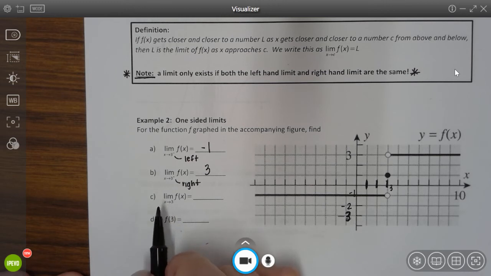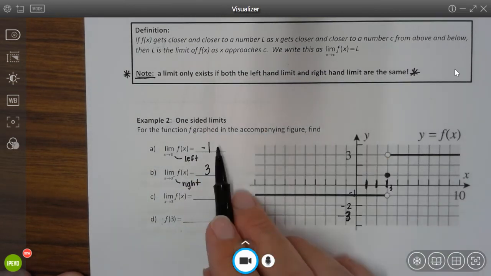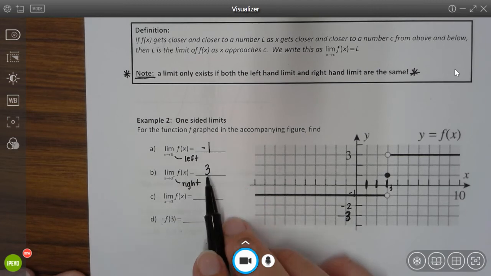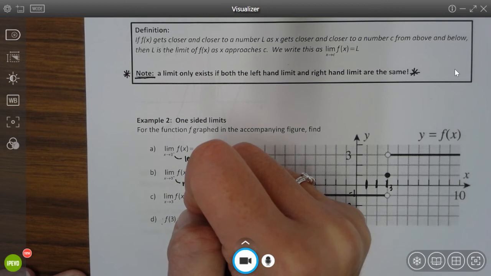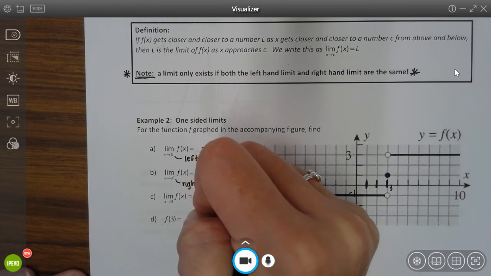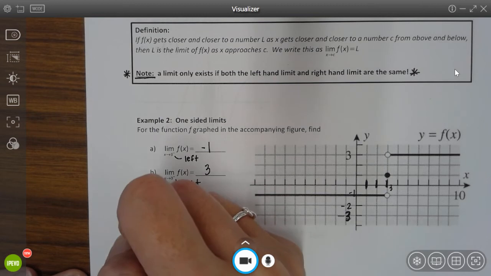So if we know that a limit only exists if both the left-hand limit and the right-hand limit are the same, well, the left-hand limit was -1. The right-hand limit was 3. So the limit as x approaches 3 of this whole f of x actually does not exist, because the left-hand limit does not equal the right-hand limit.